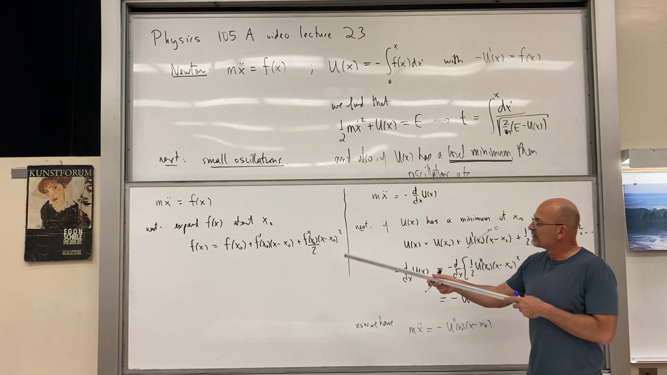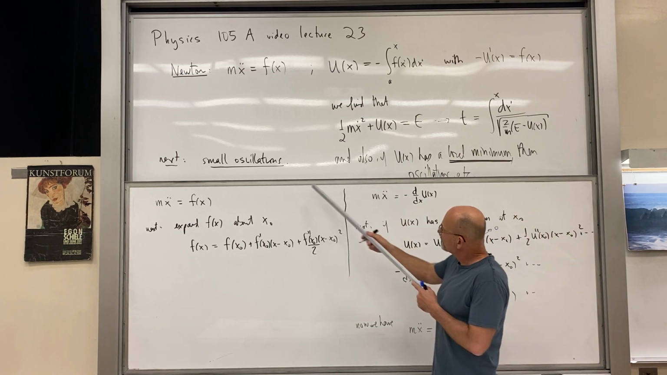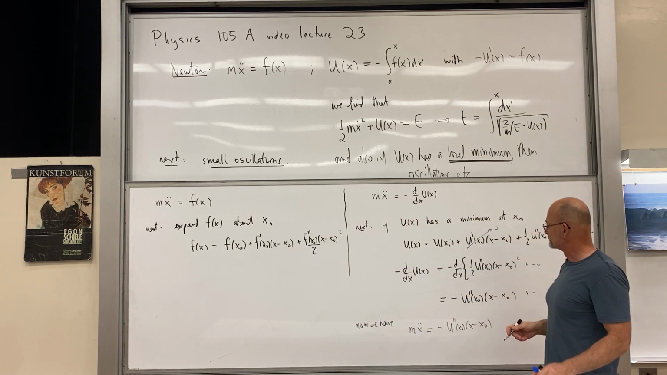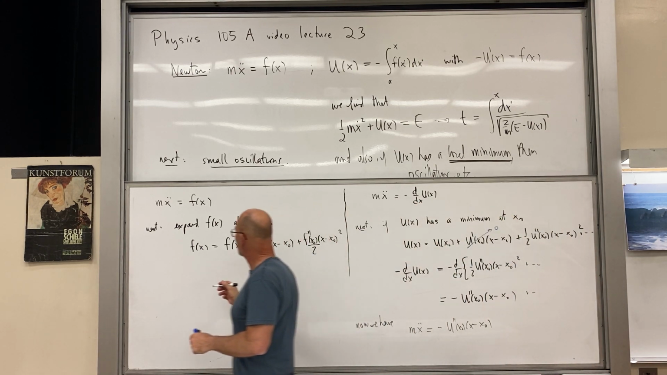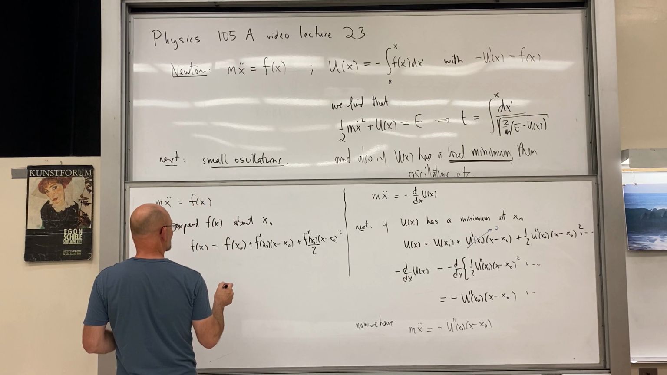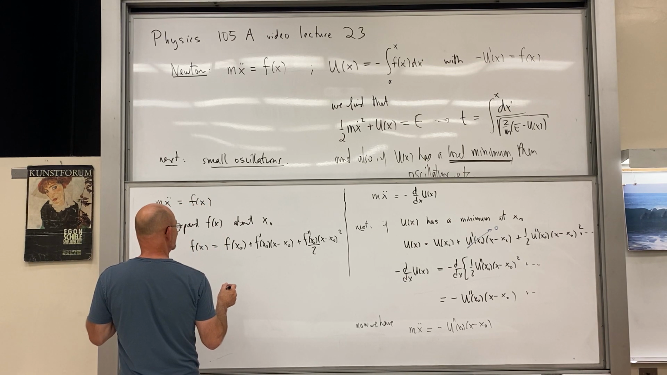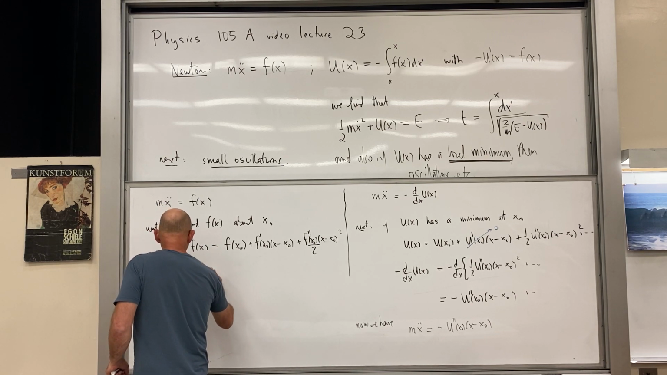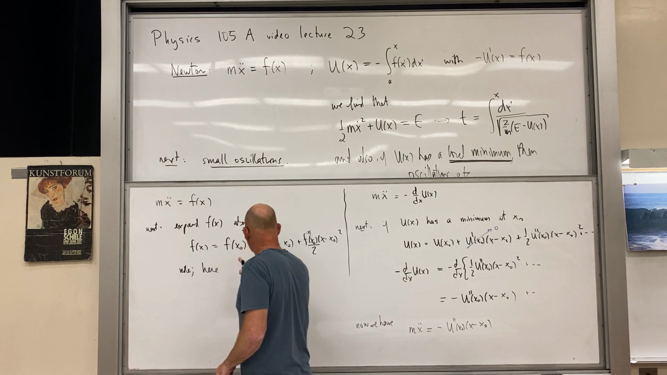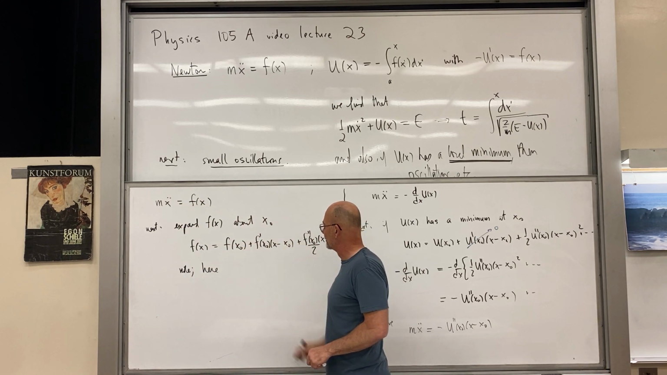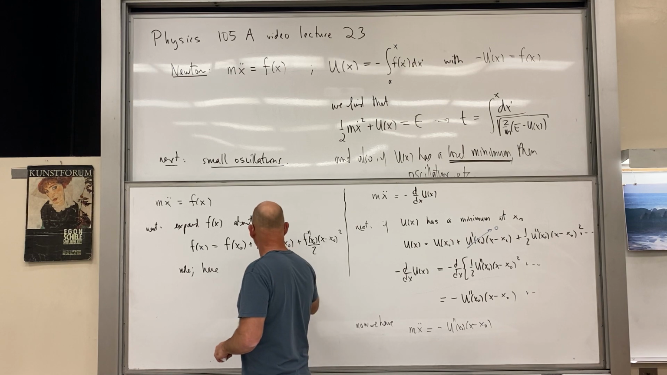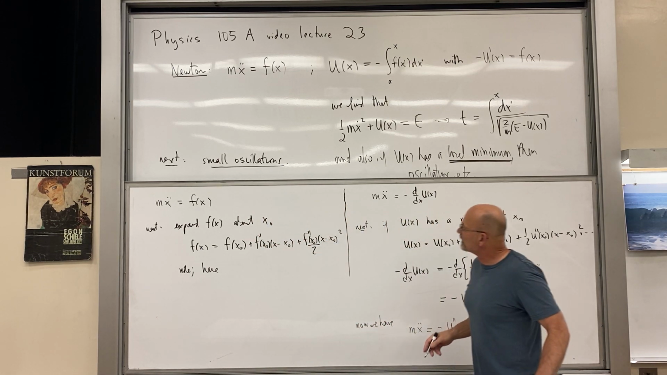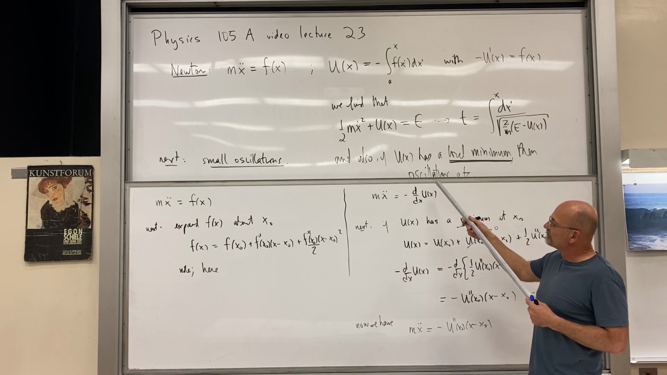So that's our expansion of f of x, and for small oscillations, we could go ahead and plug that in on the right side as well. I'm going to do that. But I'll note here, f of x0 is a constant. f prime of x0 gives linear terms, and then quadratic terms. So I have to relate that to the small oscillations problem.